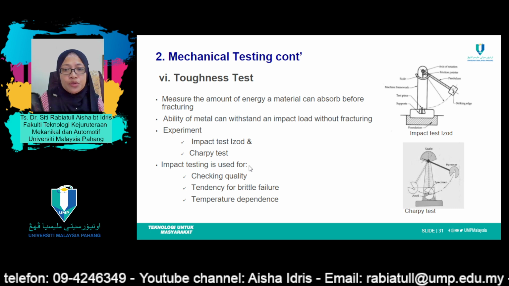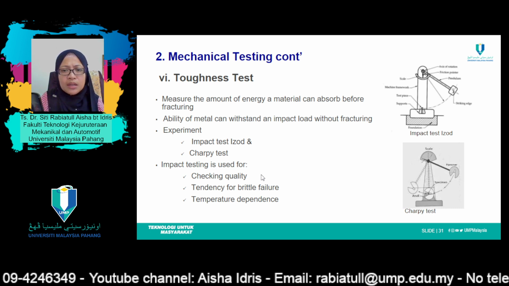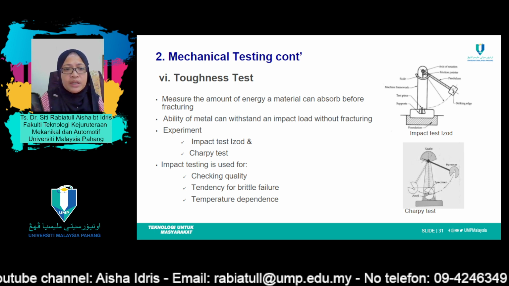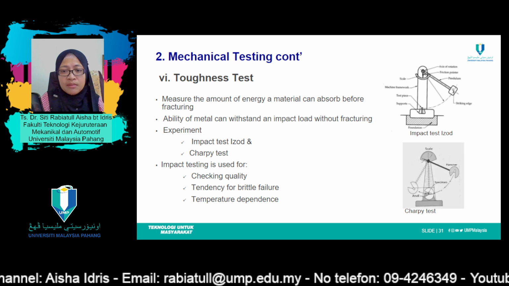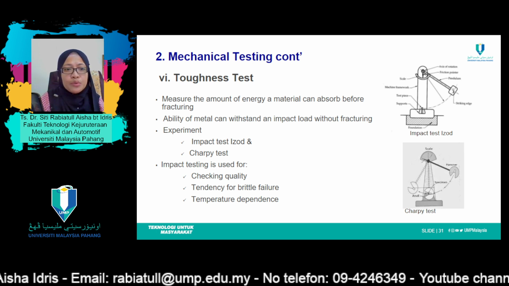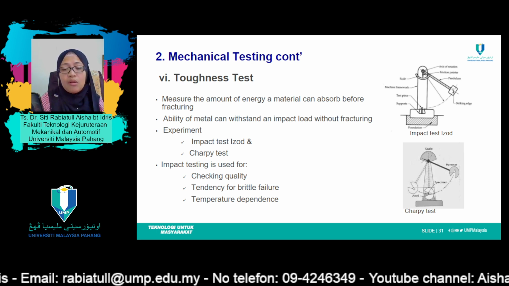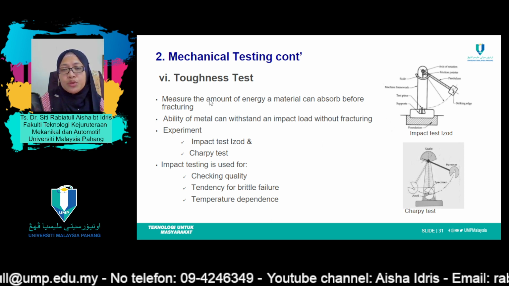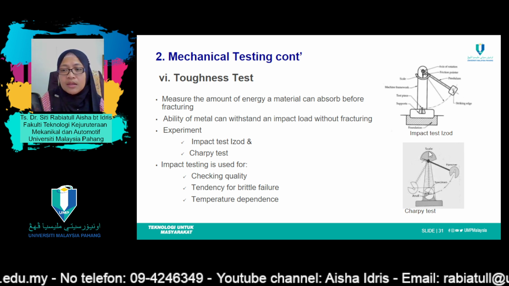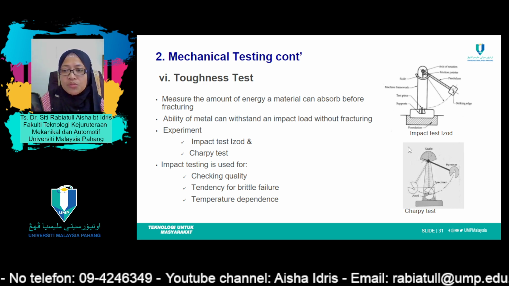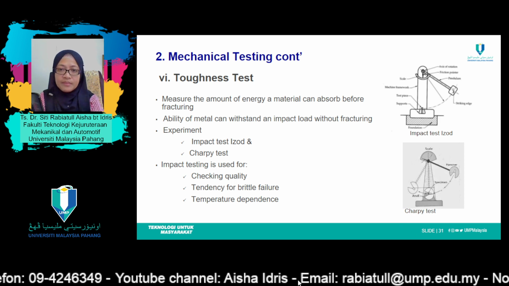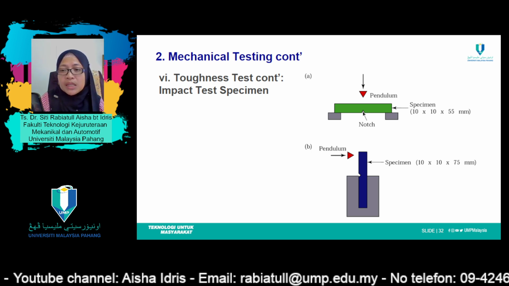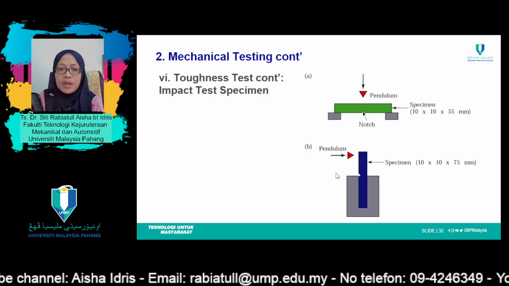Impact test is used to check the quality of the materials, to study the temperature dependent brittle to ductile transition, and it is also used to determine whether the material is brittle or ductile in nature. This is the equipment used to conduct impact tests, whether Izod test or Charpy test. And this is how we place the specimen for Izod and Charpy.